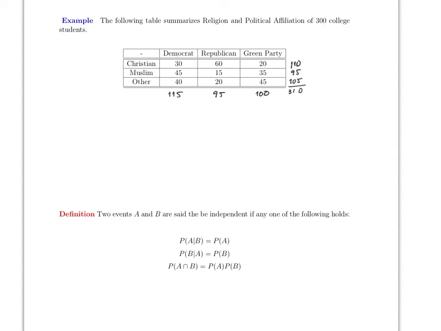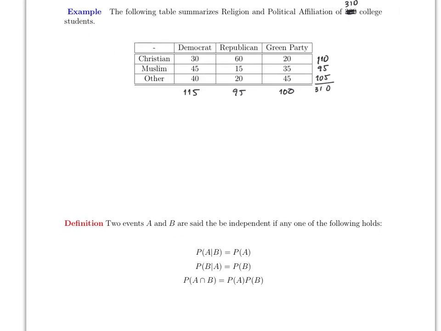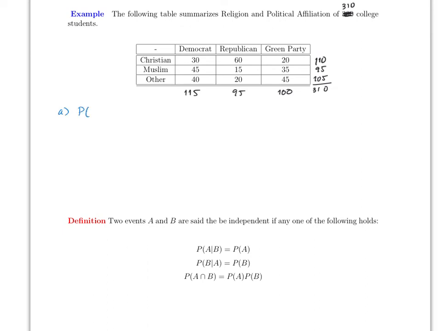All right, let's try another example, a slightly different version. So here you have 310 college students. Before we find the conditional probabilities, if I ask you what's the probability that somebody is Democrat, clearly that will be 115 over 310. If I ask what's the probability that somebody is Muslim, that will be 95 over 310, and so forth. If I ask you the probability that somebody is not a member of the Green Party, that will be 200 over 310.